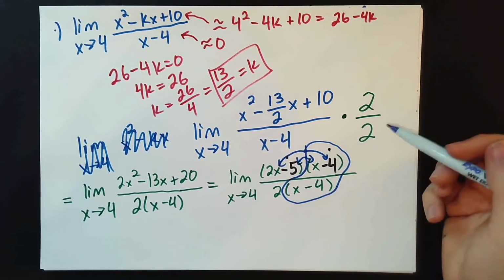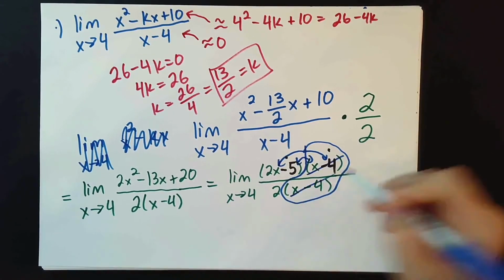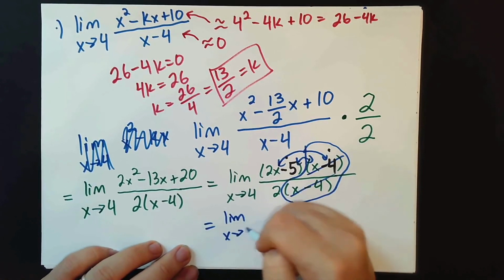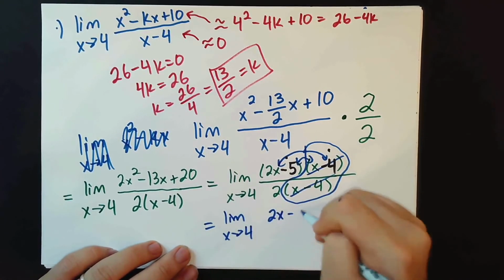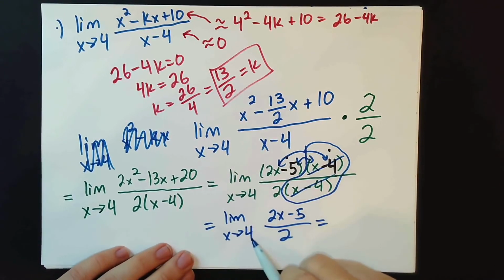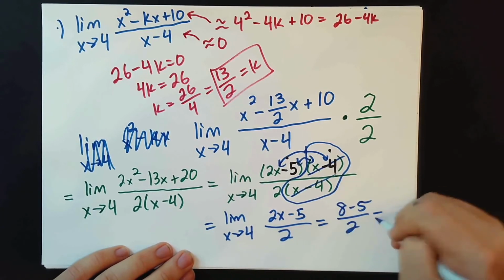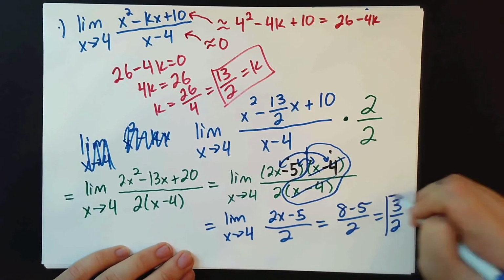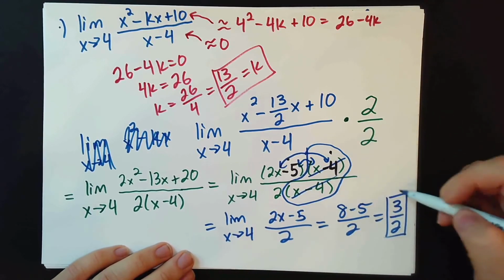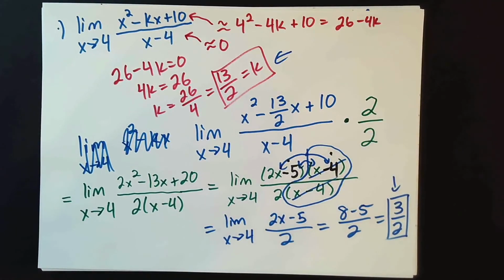But now, once our little wishful thinking here has paid off and saved us a little bit of work, we can cancel the x minus 4s. And so this will be the limit as x goes to 4 of 2x minus 5 divided by 2. And so that, in fact, will be 8 minus 5 divided by 2, which is 3/2. And that will be our answer. Again, remember our answer here has two parts. The 3/2, which is the value of the limit, and the 13/2, which is the value of k that made the limit exist.